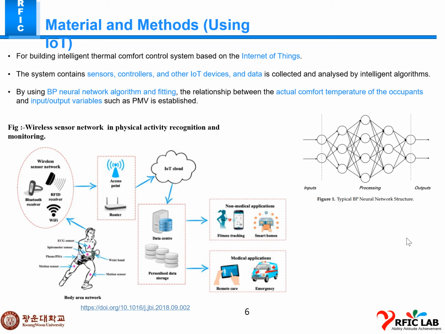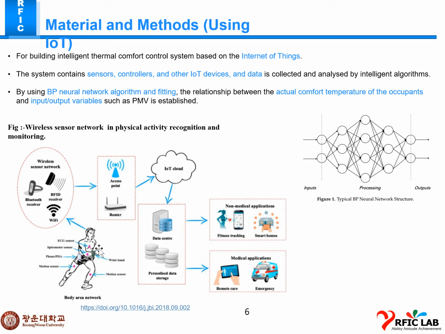This figure is about a wireless sensor network in physical activity recognition and monitoring. I got this figure from a paper, and I have mentioned the link to the paper where I got it. As I said before, this is one figure of how it predicts using IoT and artificial intelligence, and it runs clockwise, which helps in understanding how it is developed.